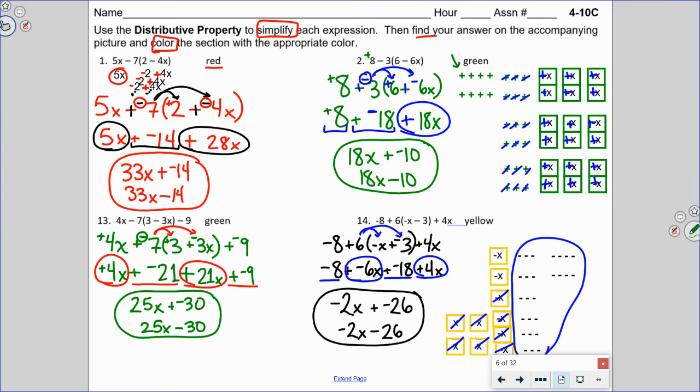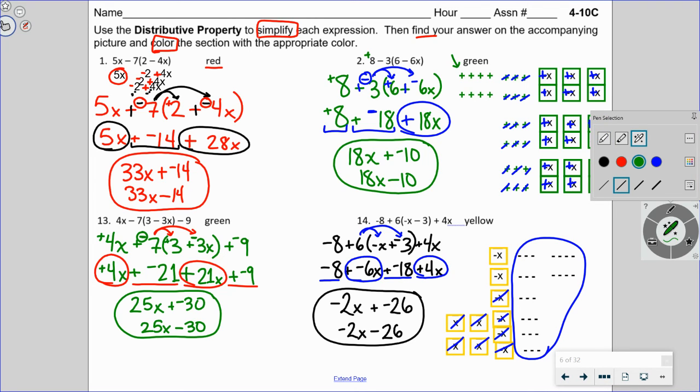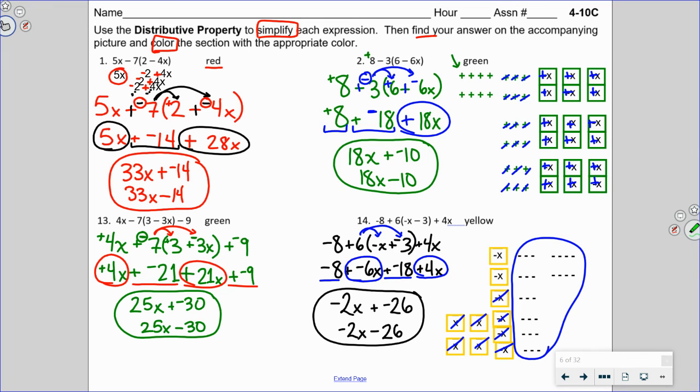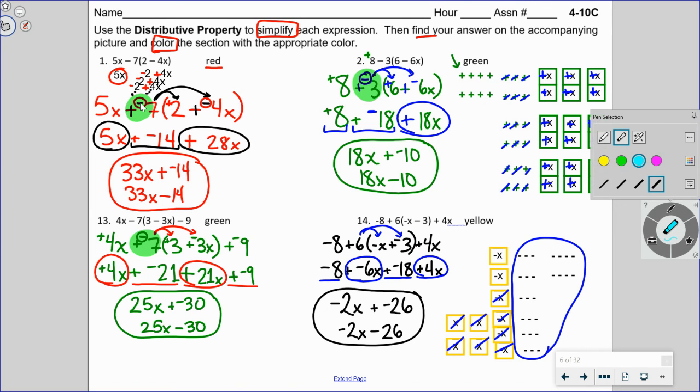So again, if I zoom out a little bit, you can rewind, you can watch again, but I want you to look at how these problems are similar and how these problems are different. Number 1, we had to take the opposite of those groups. Number 13, we had to take the opposite of those groups. Interestingly enough, those were both 7s. Number 2, we had to take the opposite of those groups. However, number 14, there was no opposite symbol outside.